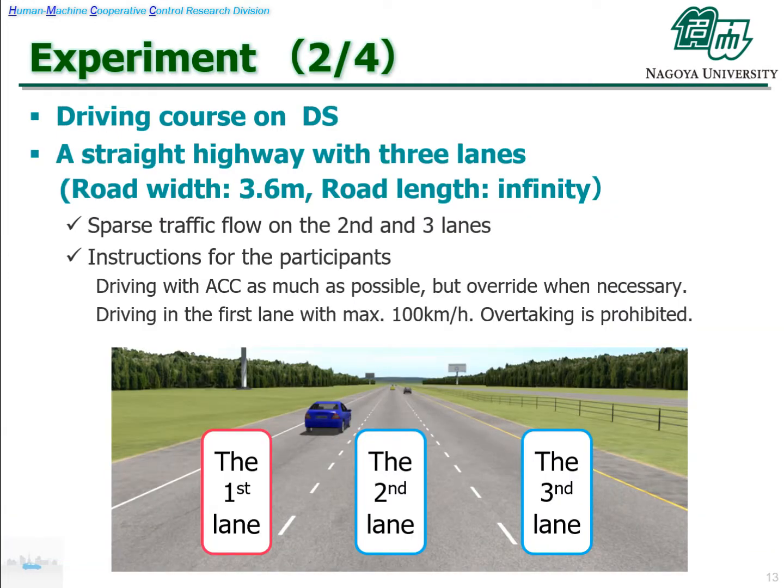In the driving simulator, we created a highway with 3 lanes. On the second lane and third lane, we set many cars. We required participants to drive the car on the first lane only. There are 2 instructions for participants. The first one, driving with ACC as much as possible, but override when necessary. The second one is driving in the first lane with a max speed of 100 km per hour, but overtaking is prohibited.